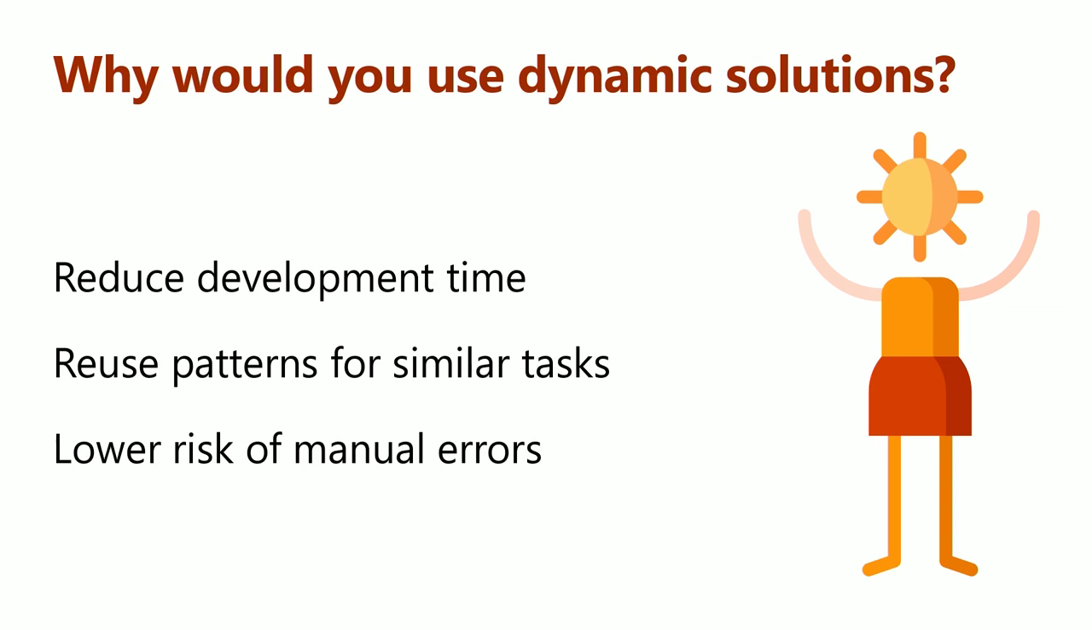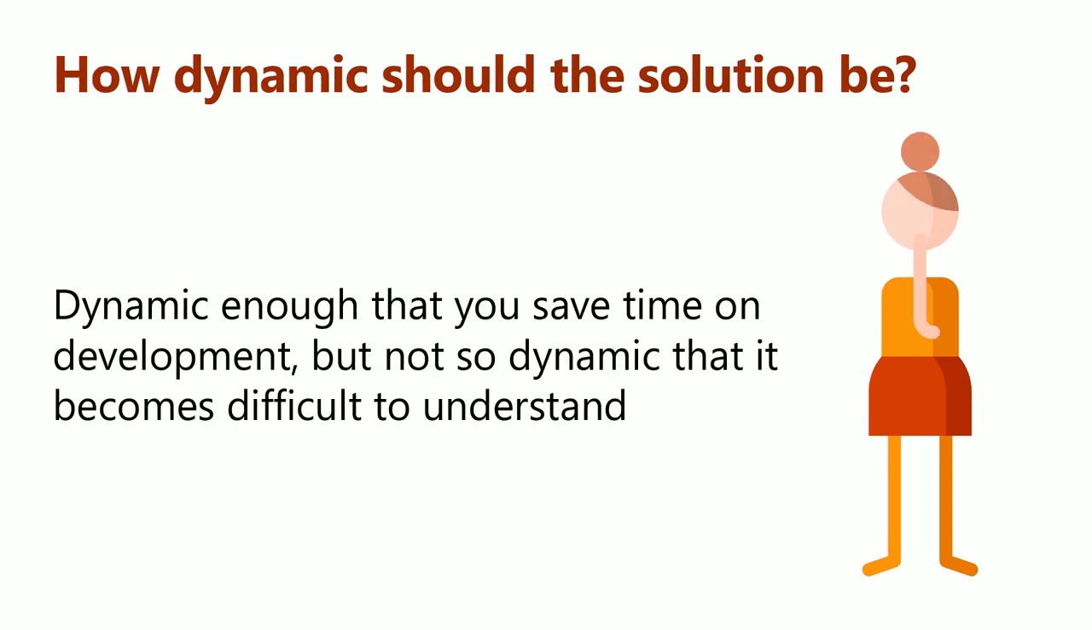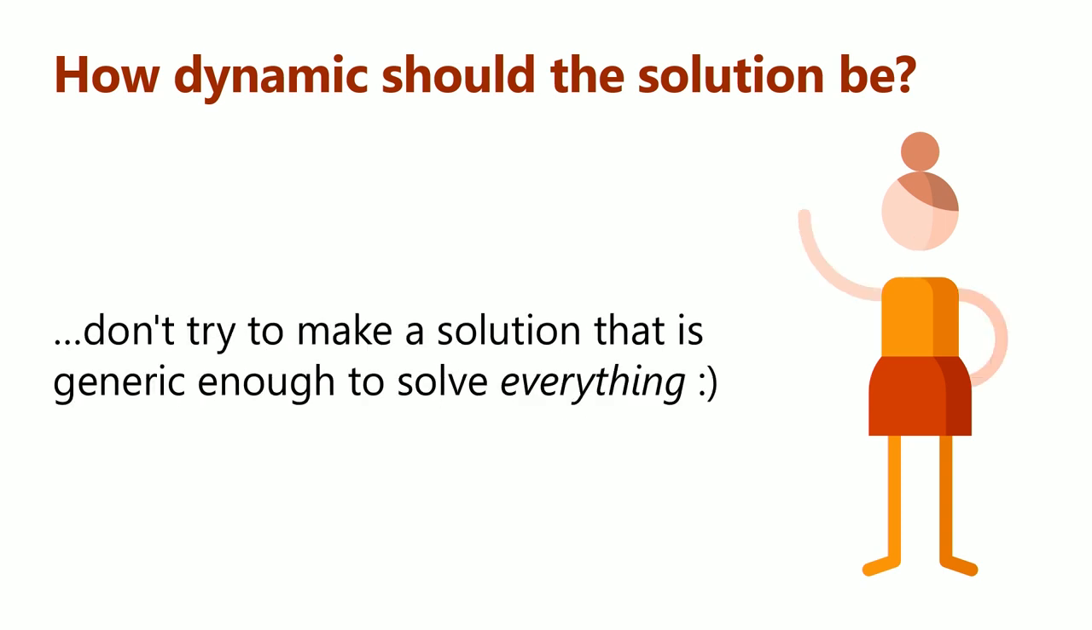Because I don't know about you, but if I do the same thing 20 different times, on the 20th time, I'm almost guaranteed to make some kind of little error that makes that one specific pipeline kind of blow up. So these are kind of our goals. And there was a question here, how dynamic should the solution be? And I'm going to read this as well. So a solution for me should be dynamic enough that you save time on development, but not so dynamic that it becomes difficult to understand or difficult to maintain. And what I mean when I say that is basically that you want to try and not make a solution that tries to solve everything. So take this from me.